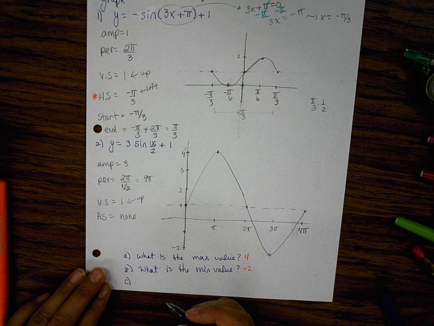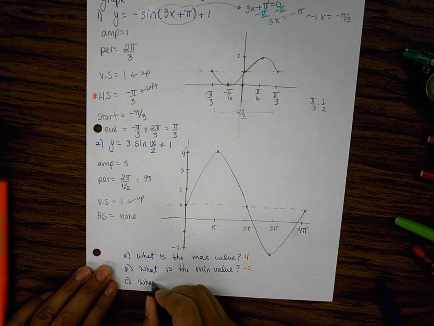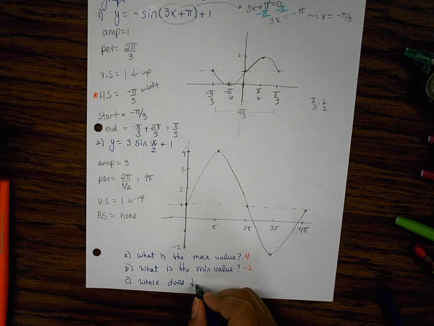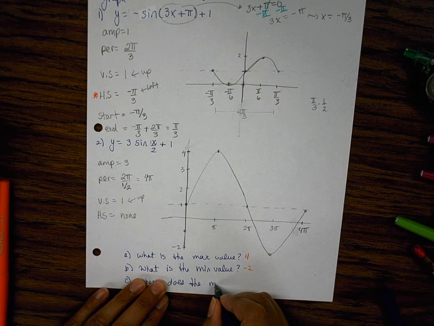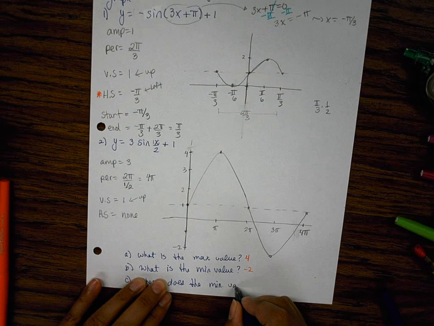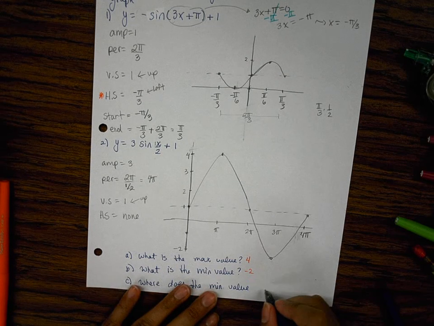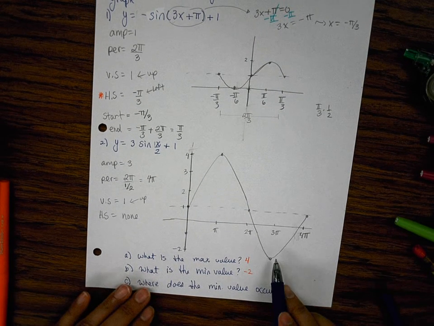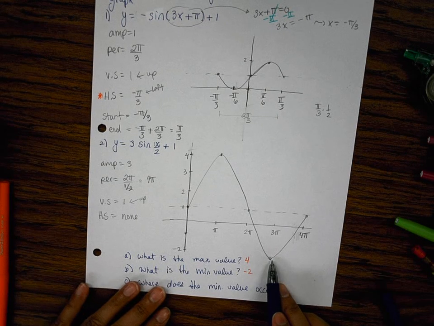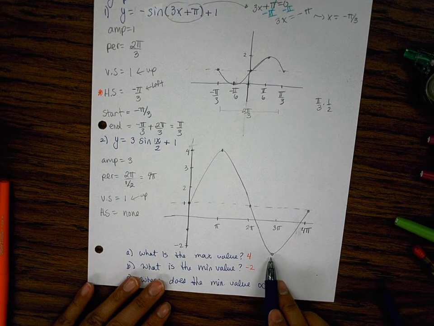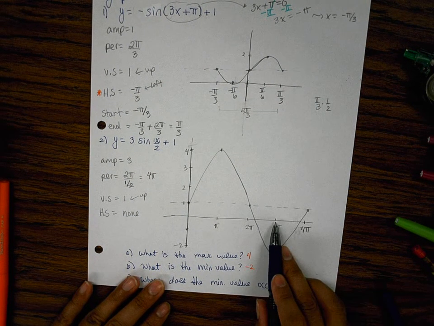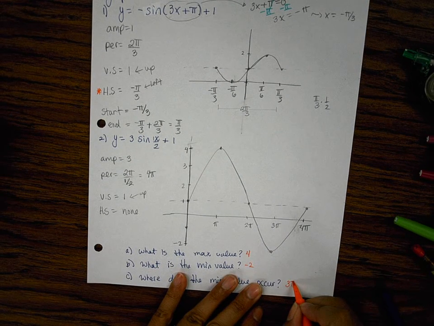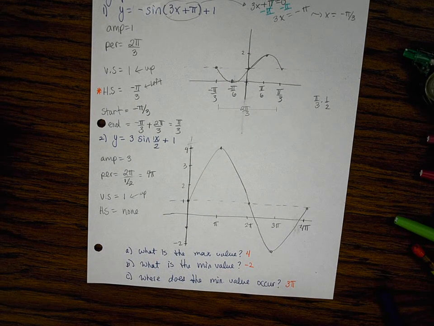And part C, where does the minimum value occur? Okay, here is the minimum value. Where does it occur is asking for the x value. It happens at -2. Where does it occur is 3 pi.